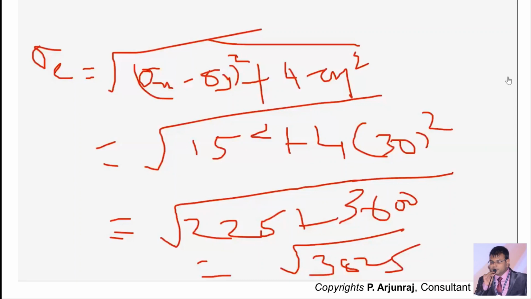Now again comes the interesting part, the factor of safety, which is defined as the ratio between the yield stress and the equivalent stress. So 353 is the yield stress as per the given problem, and 353 is divided by the equivalent stress, which we got here as 61.84.